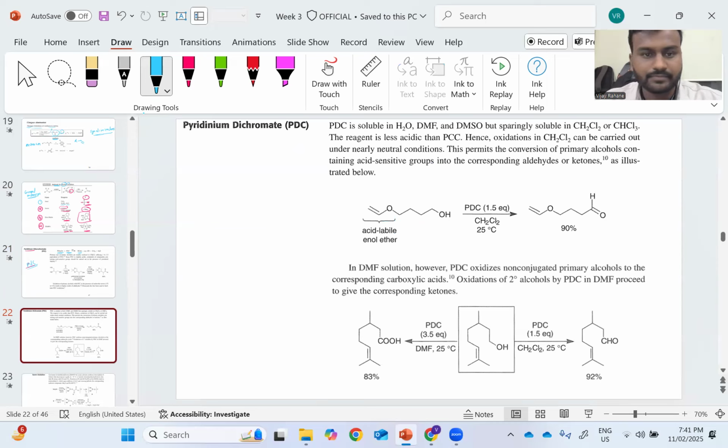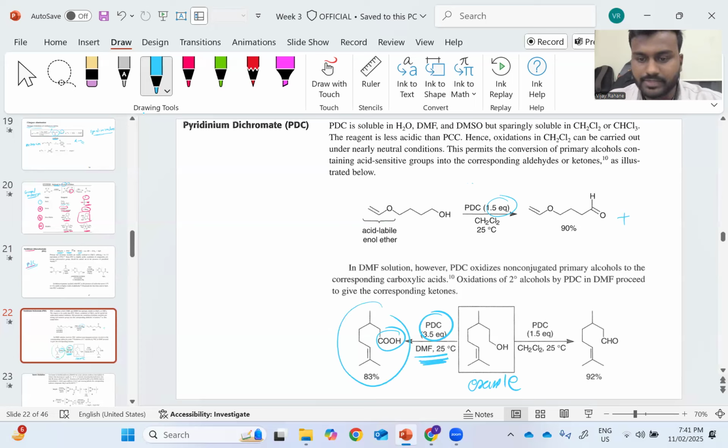So there is the issue of selectivity. Let's say we add the PDC here. Although it is added in 1.5 equivalent, when you perform the reaction in DMF, we get the acid as a product. And when you perform the reaction, take this example: when you use the PDC in 3.5 equivalent in the DMF solvent, it gives the acid.